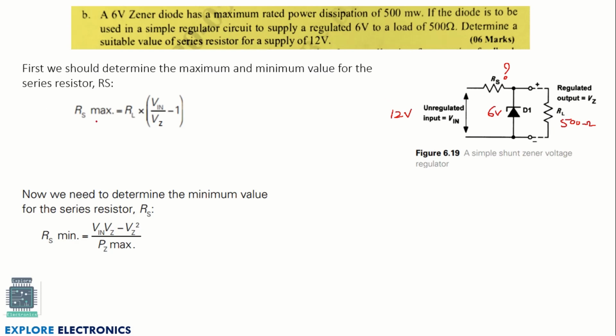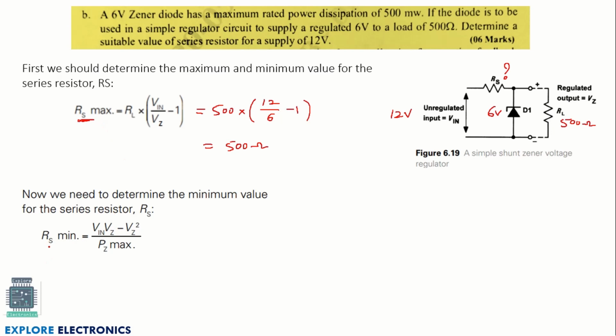To find out RS, we will have two expressions, RS maximum and RS minimum. By using these two expressions, if we substitute the values which they have given, RL is 500 ohm into Vin divided by Vz. Here Vin is 12 volts divided by Vz is 6, minus 1. And if you calculate this, it gives 500 ohm. So this 500 ohm is the maximum value of RS we can choose.